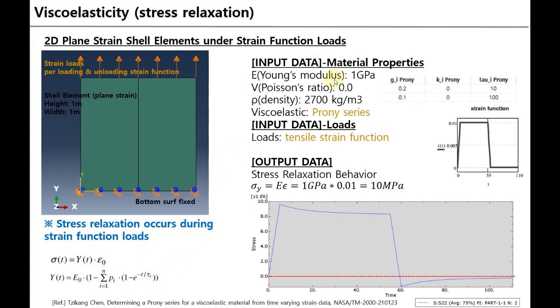The whole material property, strain function, and result come from, and are compared with, the technical report on determining Prony Series for viscoelastic material from time-varying strain data. To me, this paper looks very good for figuring out what viscoelastic material is and its mathematical expression.